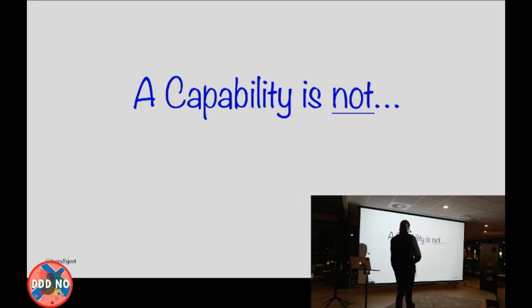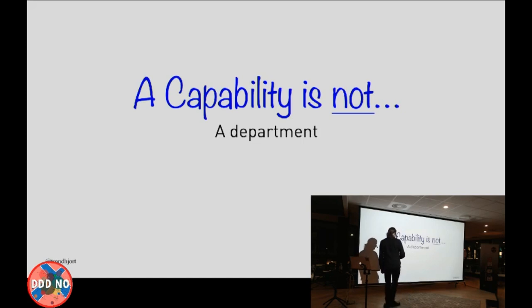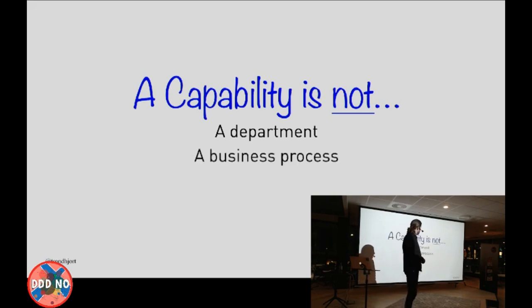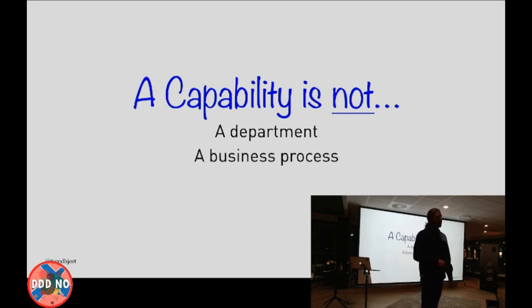And what they're not. They're not the department, as I showed you earlier. The organization was unstable. Capabilities, value chains, are stable. So they are not the department. They're not the business process. And that's probably one of the issues I have with business capabilities. They don't capture the business process. You need to model that outside of the business capability maps.